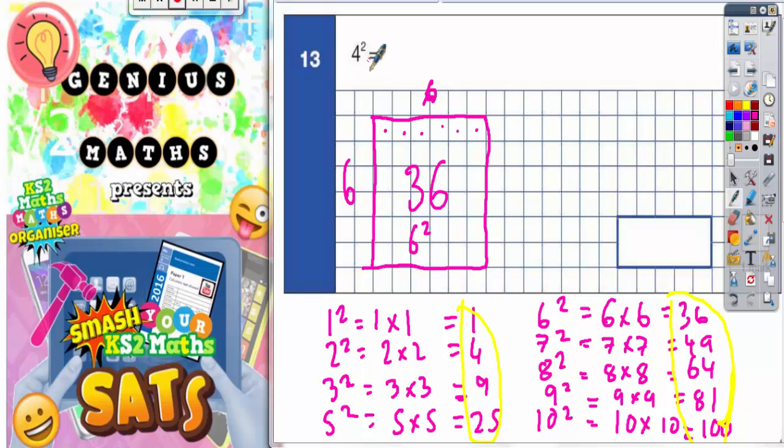Now we've got to do 4 squared. So there's two ways we could do it. We could just simply do 4 times 4, which is 16, because it's times by itself, so that's 16.